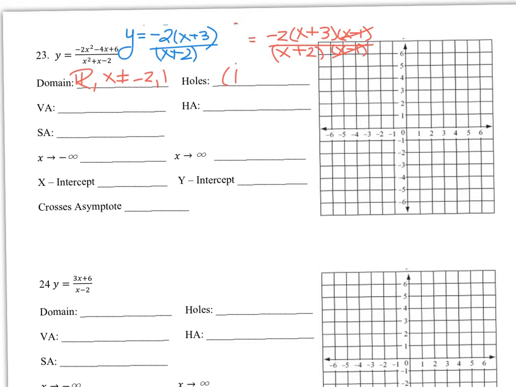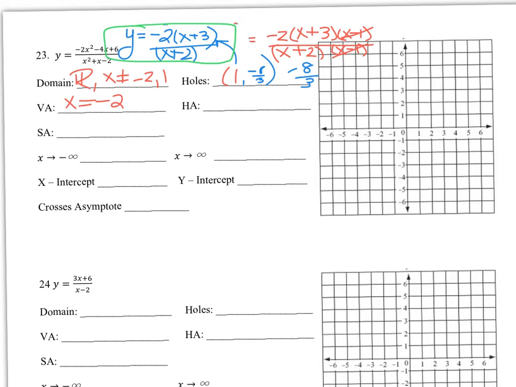So if I plug in 1, I have 1 plus 3 is 4, times -2 is -8, over 1 plus 2 is 3, so -8/3 is my hole. Vertical asymptotes, so now I'm going to look at this equation to answer everything else. So my vertical asymptote, my denominator equals 0, so x is equal to -2.